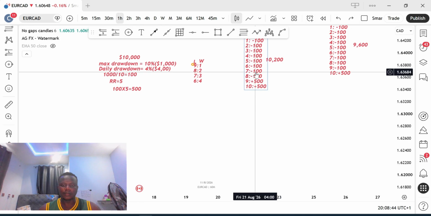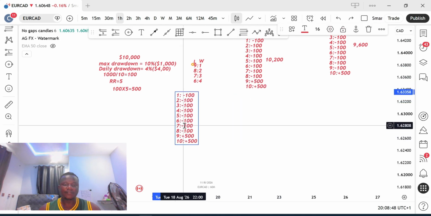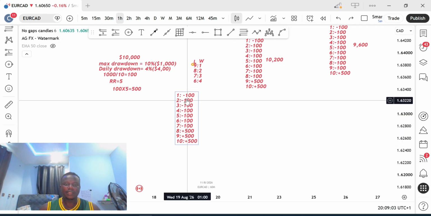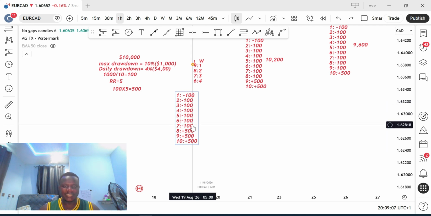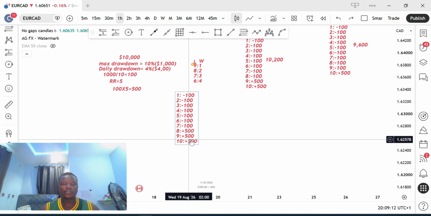Now in the third one, we are going to lose 7 trades and win 3. We are going to lose 7 trades and win 3. Let me show you what this one means. You take the first trade loss, second loss, third loss, fourth loss, fifth loss, sixth loss, seventh loss, then eighth trade win, ninth trade win, 10th trade win.